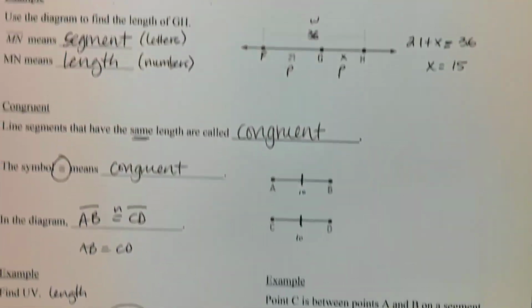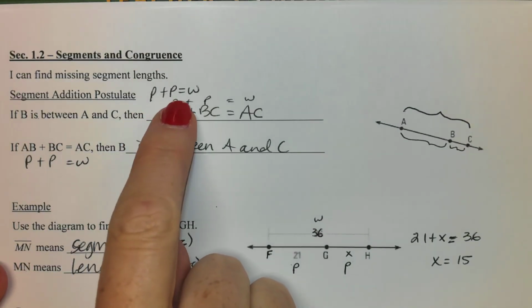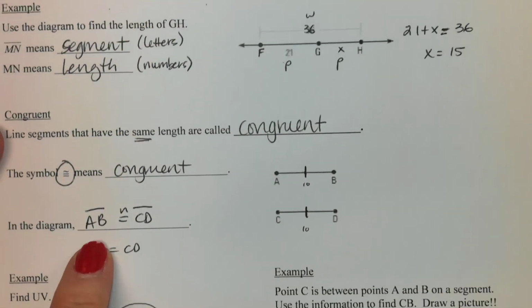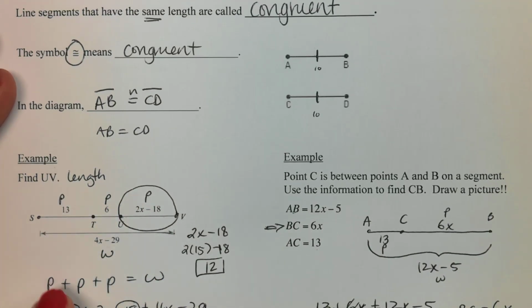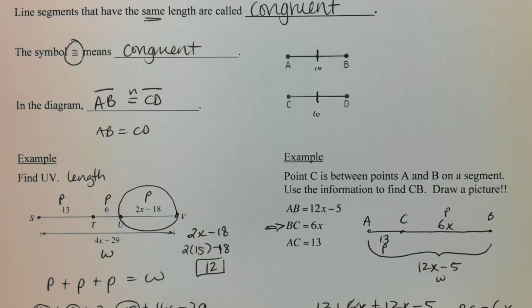So lots to do today on congruent, using part plus part equals whole thing, PPW. And then even if you happen to have 3 parts, just make sure they're all on one side and they equal the whole thing.